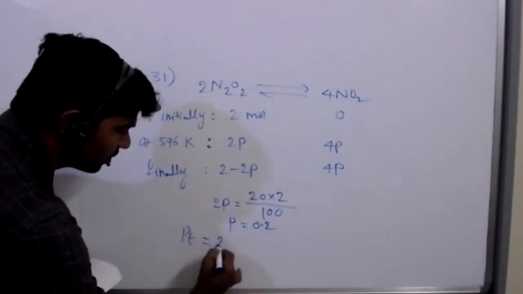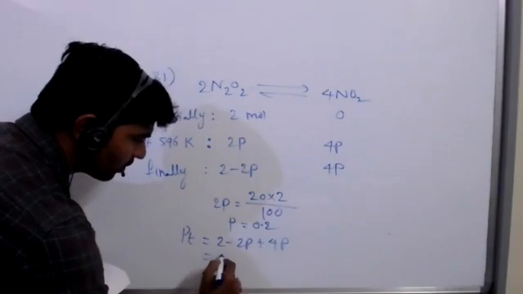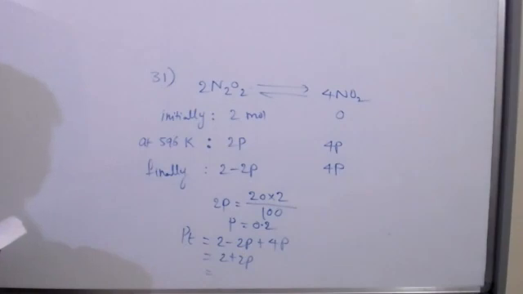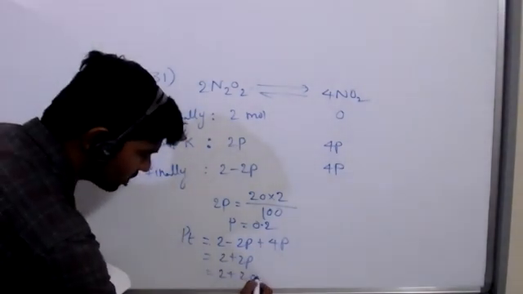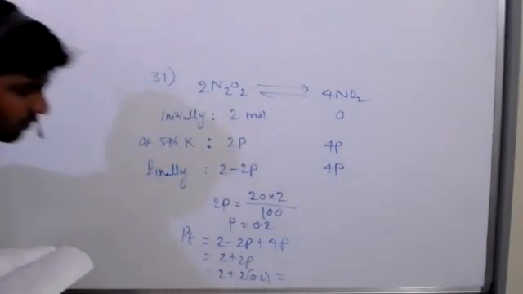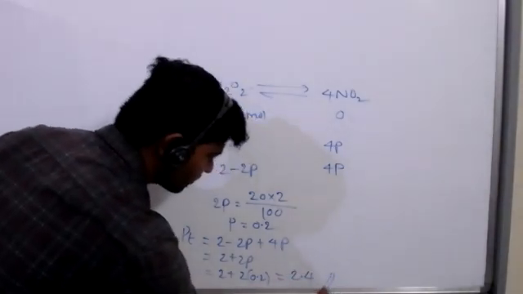P total is equal to 2 minus 2P plus 4P. 2P, 4P, 2 plus 2P is left. Substitute here 0.2. 2 plus 2 into 0.2 gives 2.4. This is the total pressure.